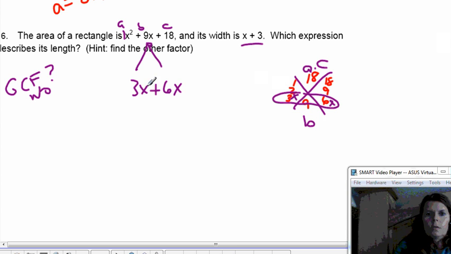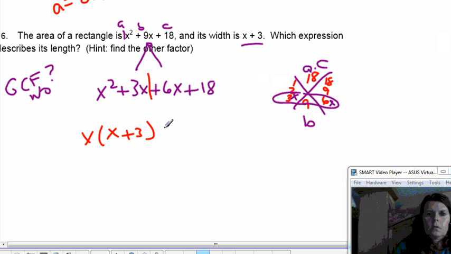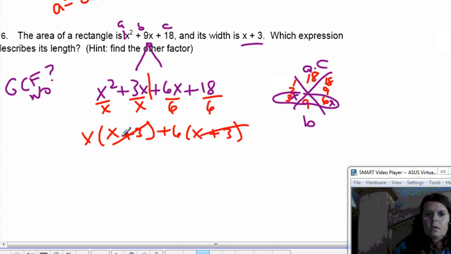The x squared just comes down. You can put the 1x squared if you want to. And then plus 18 just comes down. Split the middle. X comes out. That's your GCF for the first part. Six is your next one. X plus 3. Well, you can see the x plus 3 is one of the factors. The other factor is x plus 6.